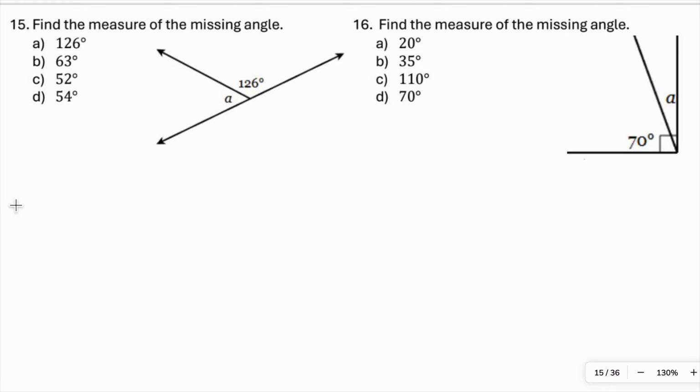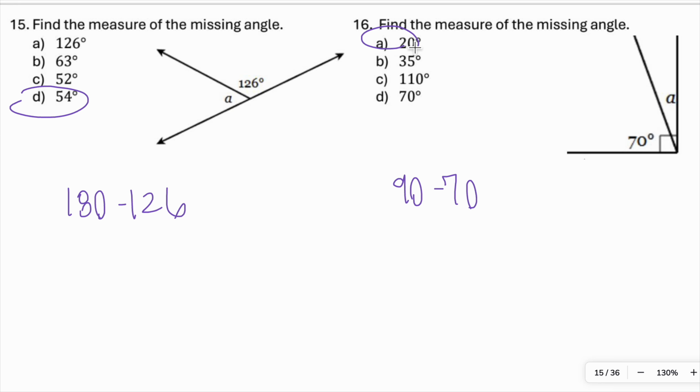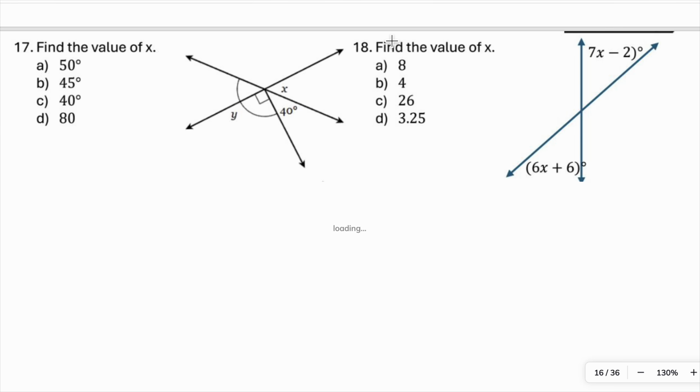Finding the missing measure of the missing angle. These are linear pairs. So 180 minus 126. That is going to give me 54. So option D. And then these are complementary. So 90 minus 70 is going to give me option A, 20 degrees.